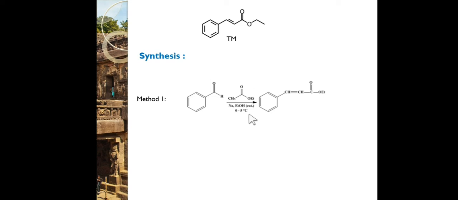So it will generate sodium ethoxide, and we will get the sodium ethoxide as a base, which will abstract the alpha proton, and it will generate a carbanion, which will attack the carbonyl carbon of benzaldehyde, and we will get our target molecule.